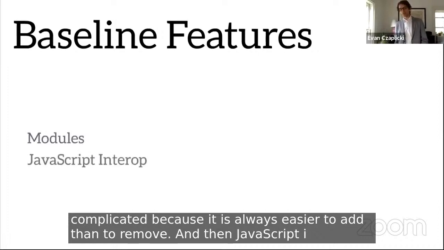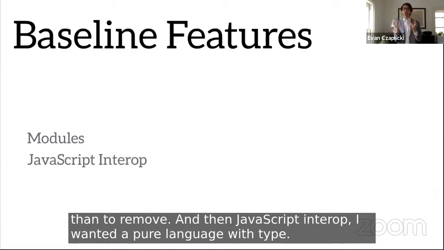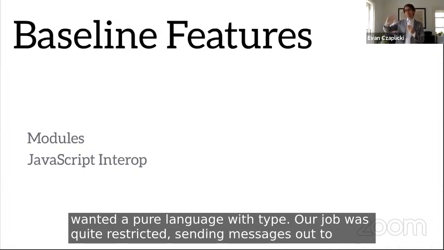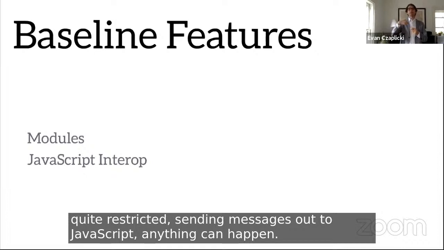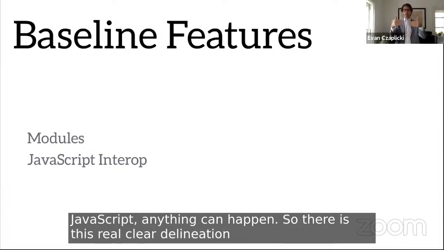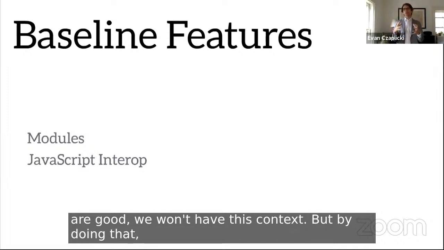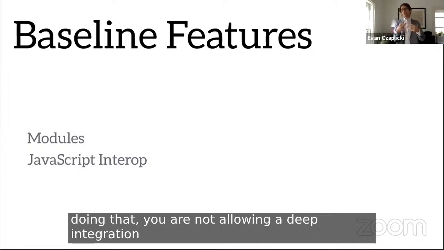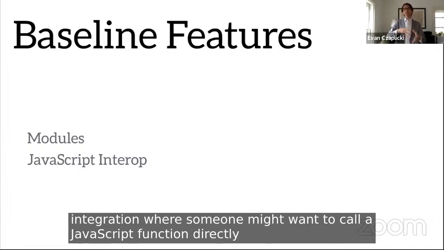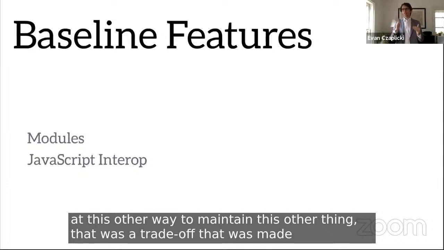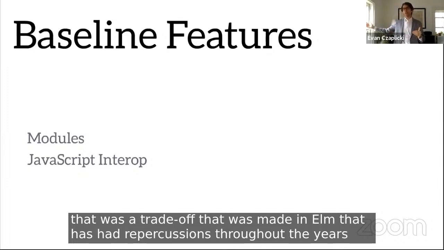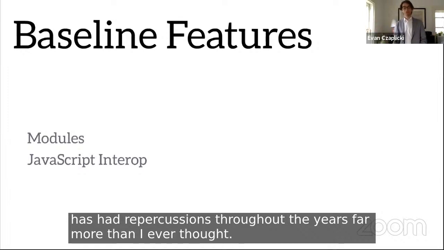And then JavaScript interop. I wanted to have a pure language with types, so our JavaScript interop was quite restricted. Essentially, you can send messages out to JavaScript, anything can happen out there, and messages can come back into Elm. So there's this really clear delineation of, this is Elm, the types are all good, we won't have runtime errors in this context. But by doing that, you're not allowing a deep integration where someone might want to call a JavaScript function directly, and instead they need to do it this other way to maintain these other things. So that's a trade-off that was made in Elm that has had repercussions throughout the years, way more than I ever thought.